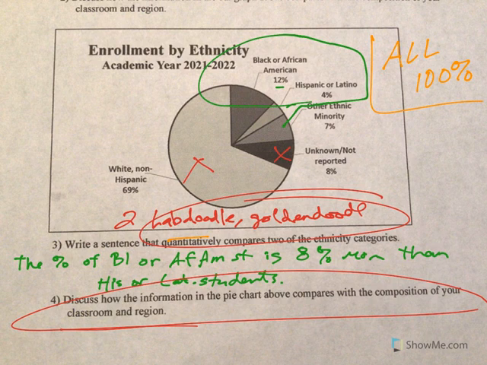So when playing with graphs, it's always important to pay attention to the labels. What are we talking about? What's the title? And what is the label of each category?